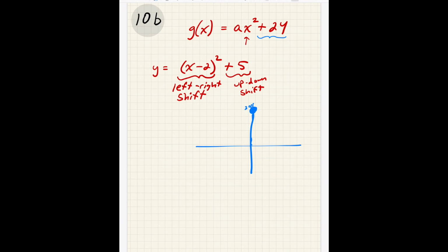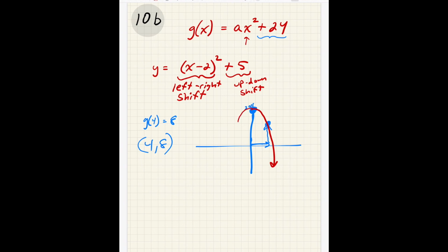Now remember what they said. They said that g of 4 was 8. That's another way of saying (4, 8) is a point on this parabola. That means going over 4 and up 8, and that's about here. I'm not getting all the way up to the 24. Now this tells us, guys, that this parabola is doing that.